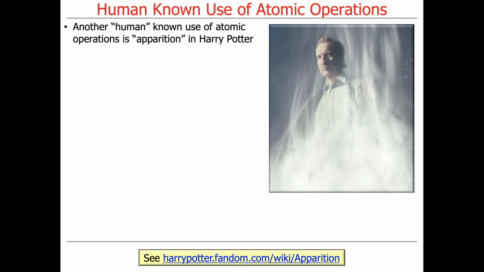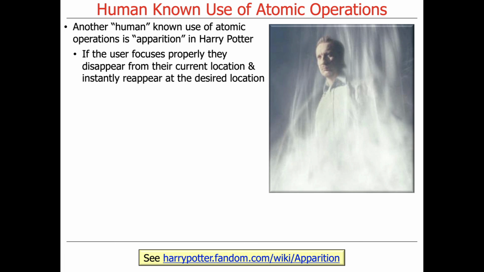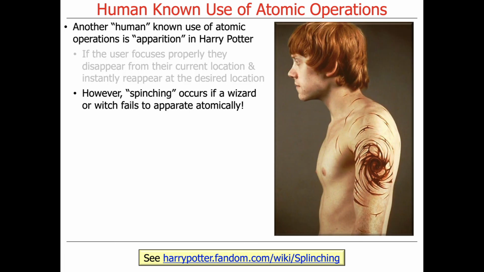Another human-known use is the apparition or disapparition capability that Harry Potter characters learn if they go to Hogwarts and reach a certain degree of sophistication. If you focus properly and do the incantation, you'll disappear from your current location and then instantly reappear at the desired location. However, if you don't do things properly, you can splinch, which means that parts of you will be left behind, which would obviously be a problem. So that would be an example of a non-atomic operation.